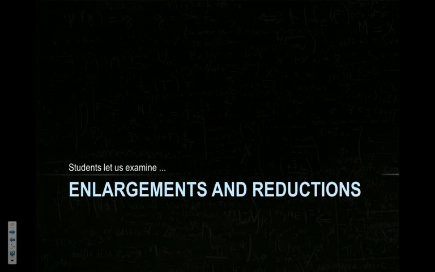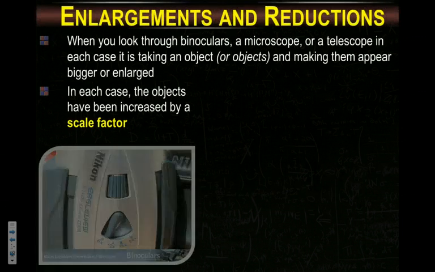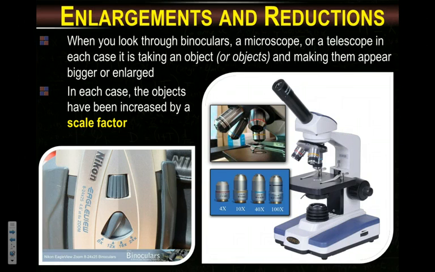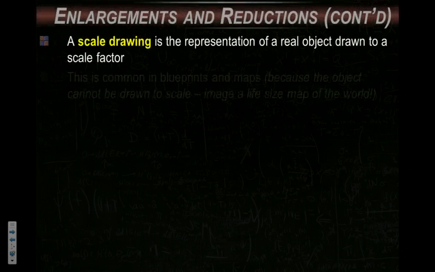Okay? So when you look through binoculars, when you look through a microscope or a telescope, you're taking an object and it's appearing to look larger or enlarged, okay? In each case, whether you're using binoculars like this one and you adjust a little switch here, sometimes that's also on cameras, or you take a microscope and you adjust the different lenses here, you'll see different values here that are essentially called the scale factor, okay? What that means is it's scaling the object in a way.